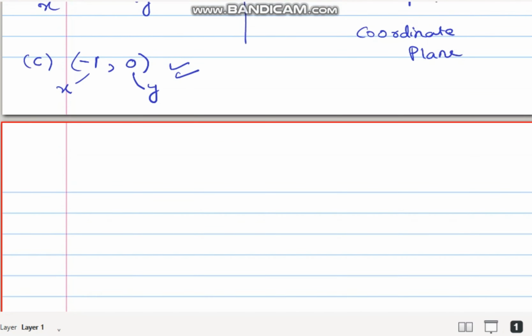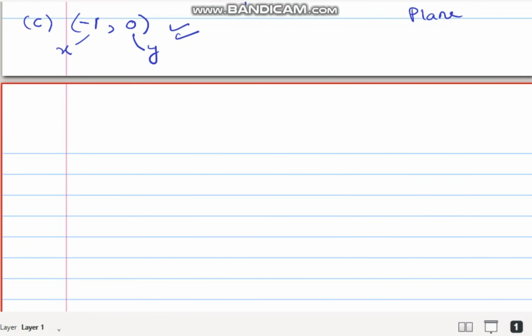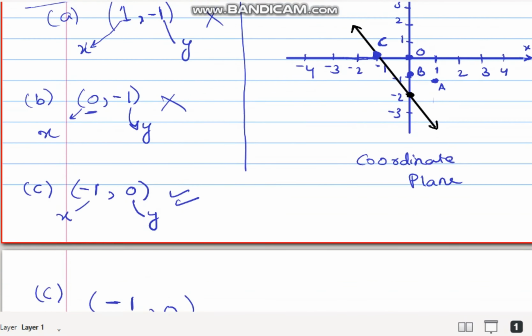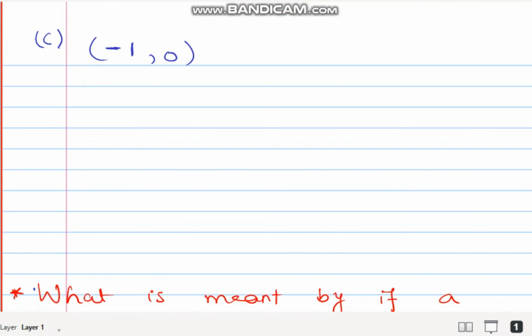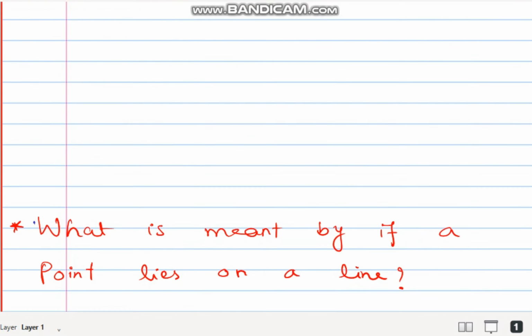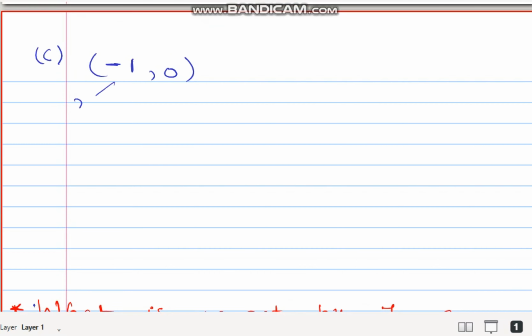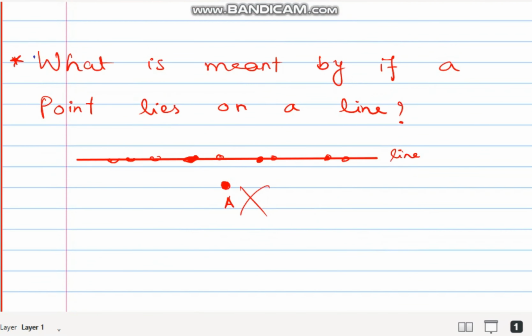Let me tell you again. So, dear students, please listen. What is the point C? The point C is minus 1 and 0. Okay? So, let me draw the graph for you again. X is minus 1 and y is 0. So how can it lie on a line? Let me tell you.